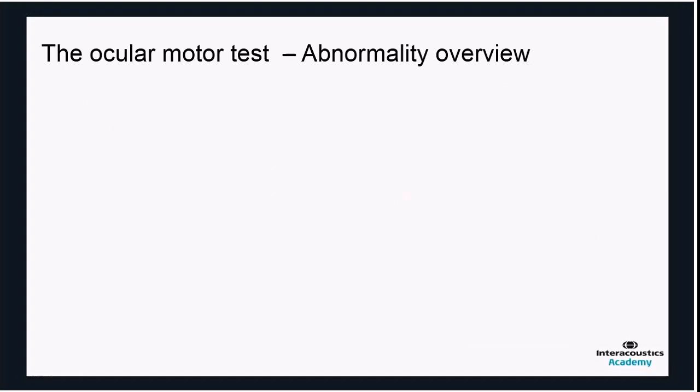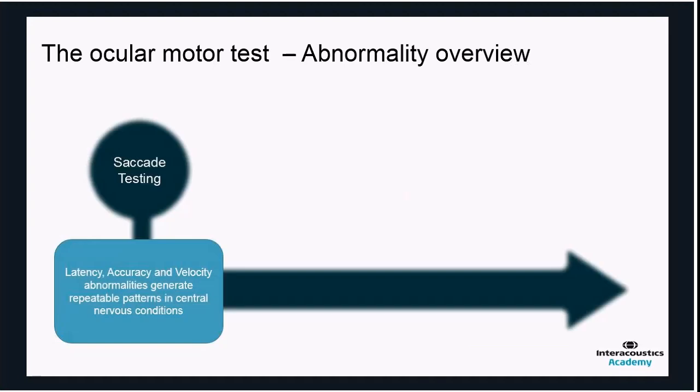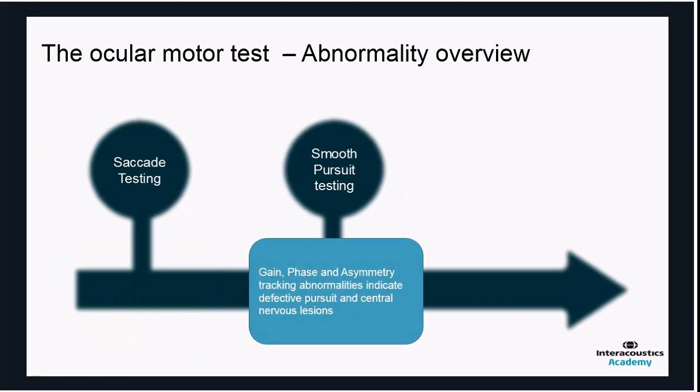Now, we've discussed some of the abnormalities within the oculomotor examination, but let's take a moment to recap some of these abnormalities. Within saccade testing, we said we would look at the latency, accuracy and velocity of these eye movements, and examine the abnormalities that may be generated, looking for repeatable patterns that may then identify central nervous system changes or conditions.